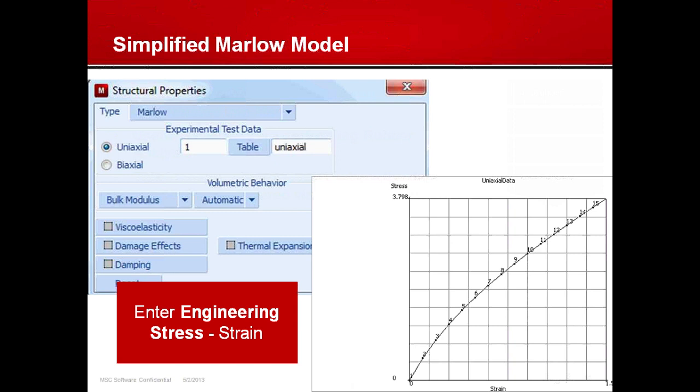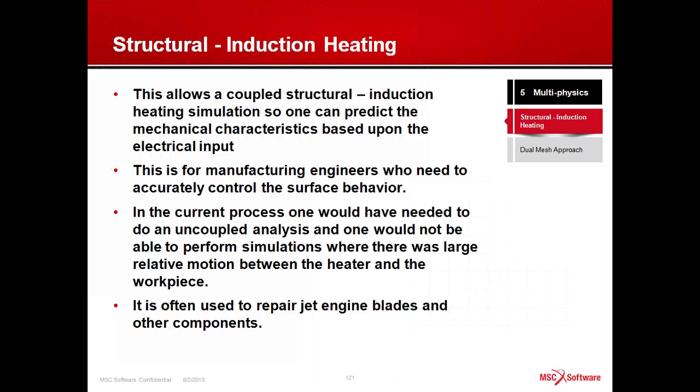But the downside is you can only enter one set of test data, either uniaxial data or biaxial data. If you enter the one or the other, then we know from history that the model might not represent other modes of deformation very well. So it's not as sophisticated as, let's say, the Ogden model if you enter multiple test data.